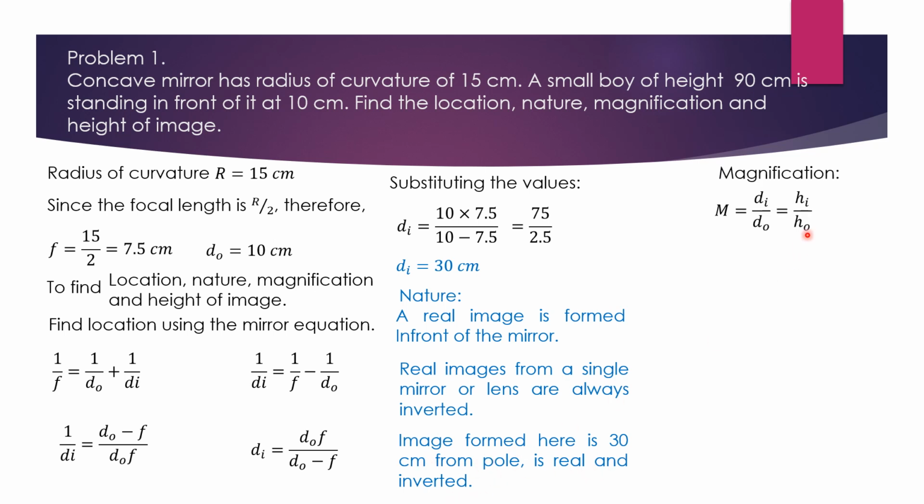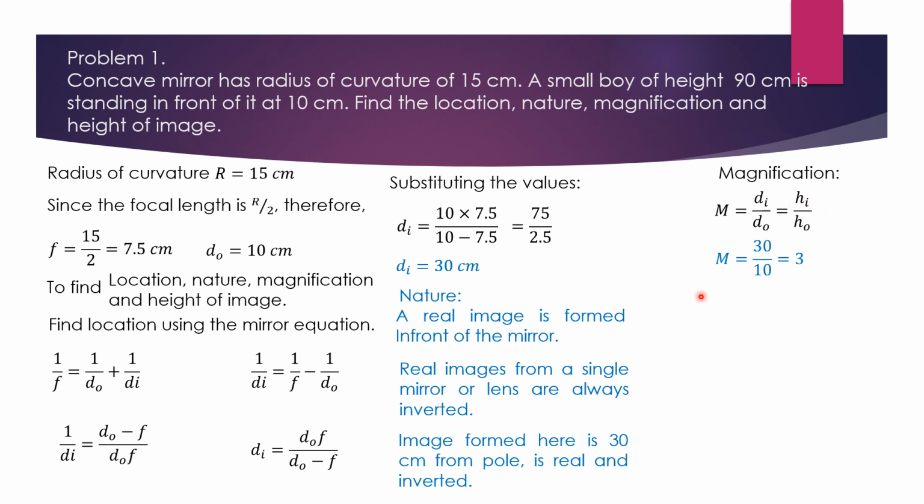All right. Magnification. Magnification is given in your book as di, distance of the image, divided by distance of the object, or at the same time it is either hi, height of the image, over ho, height of the object. Either one of them can be used for the magnification M. So here, since I have distance of the image and distance of the object, I first find the magnification, that is 30 over 10 is equal to 3. So magnification here is 3.